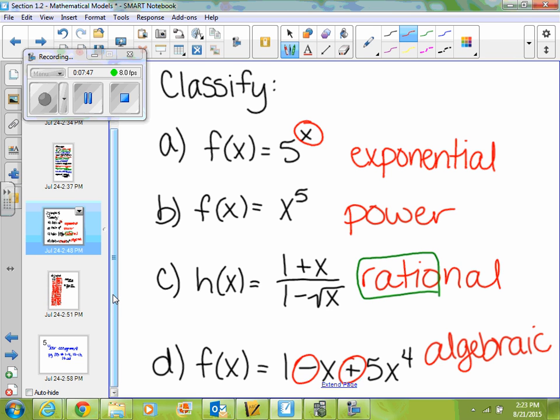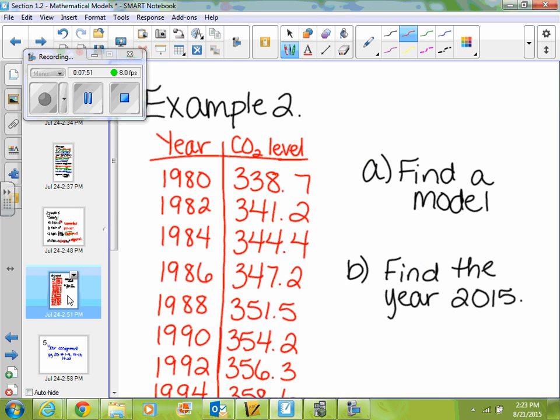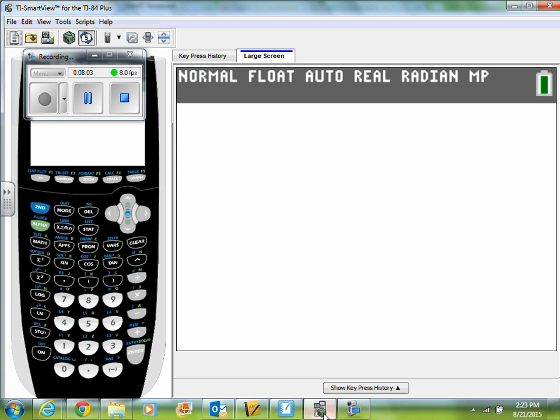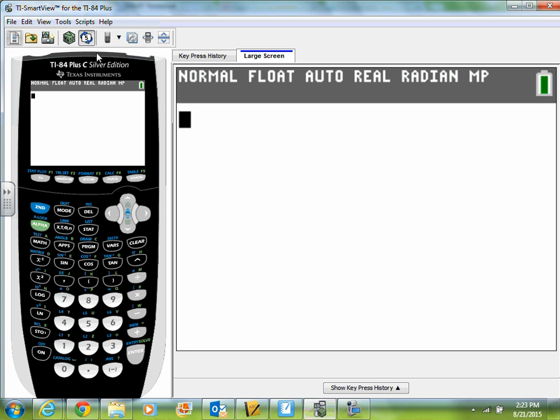Alright. That's the first part of what it asks you to do. The second part of what your assignment's going to ask you to do is take tables of values and figure out which type of function matches them. So there's a lot of values in here, right? The table is actually in your book under example 2. We're going to put it into our calculator. So go ahead and turn on your calculator, and we're going to plug these values into our calculator in a way that makes it easy to visualize the function.